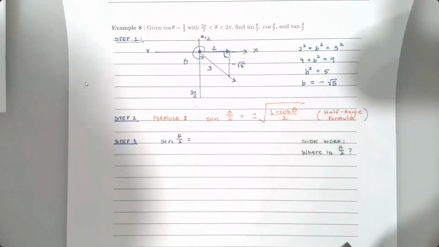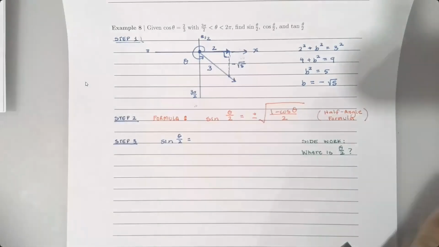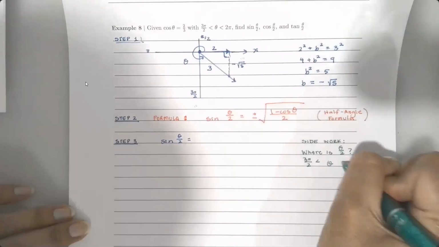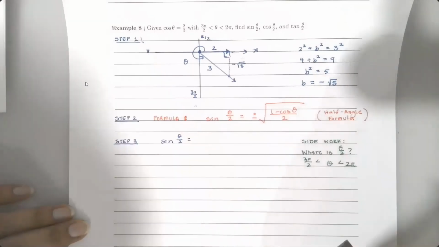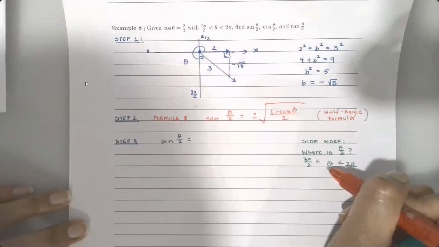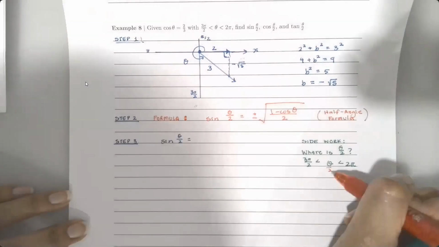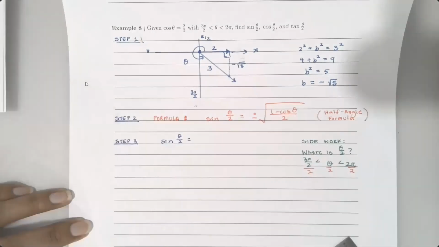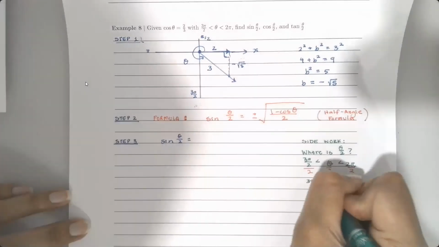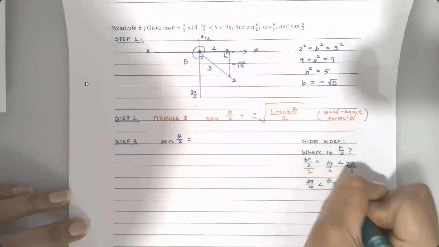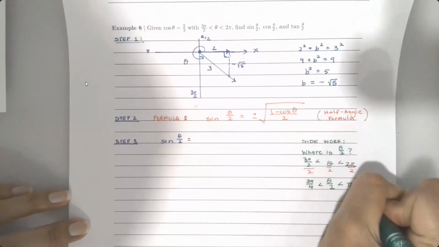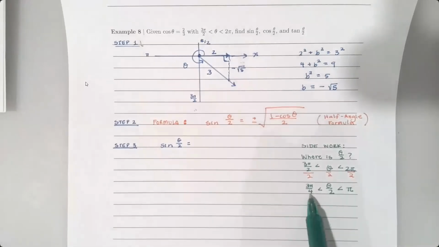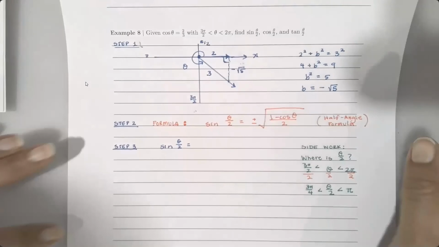In which quadrant? Well, theta is given to us as between 3 pi over 2 and 2 pi, right? So if I divide theta by 2, that means I can divide all 3 parts of the inequality by 2. And that means that we would have 3 pi over 4 is less than theta over 2, which is less than pi.